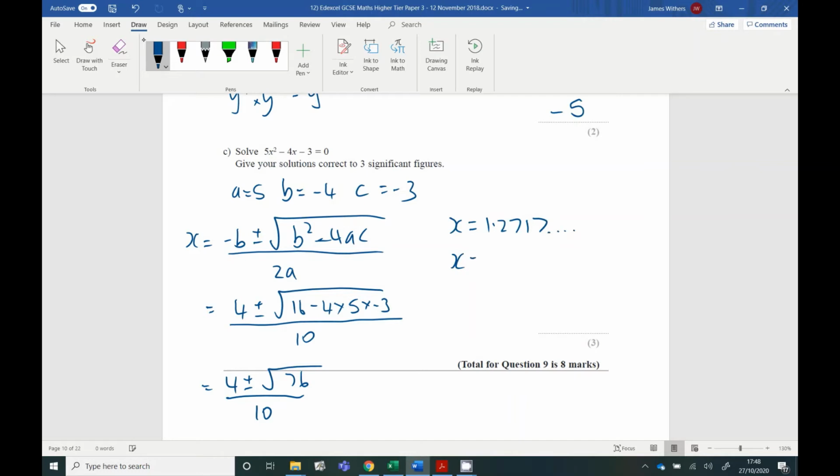And then my second solution is going to be 4 minus root 76. 4 minus root 76 equals, divided by 10 equals, SD button, is minus 0.4717. Now we've got to give our solutions correct to 3 significant figures. Now be careful here. The first one is 1.27. Now the second one is minus 0.472. Okay, so 3 significant figures, so 3 digits which are not 0. So it's still 3 significant figures, even though the first one is 2 decimal places and the second one is 3 decimal places.